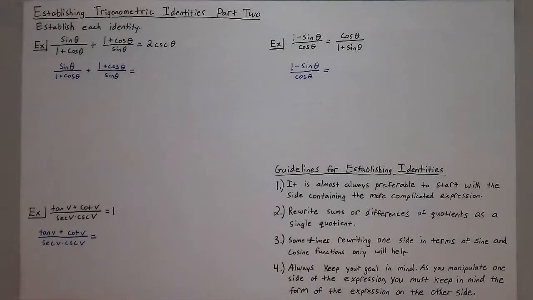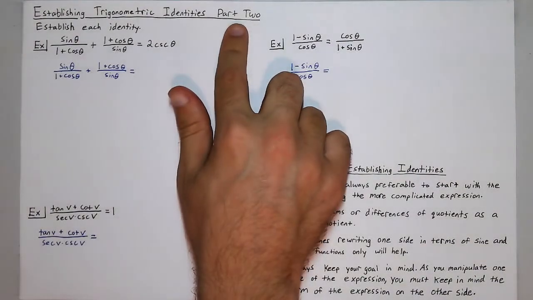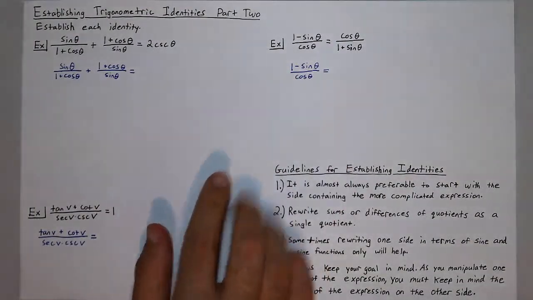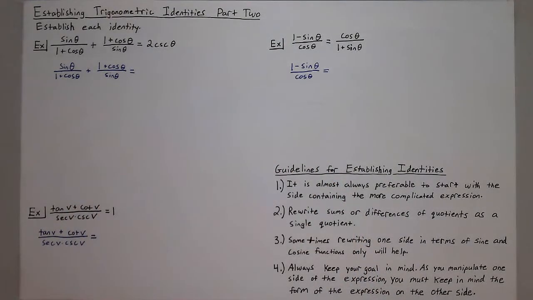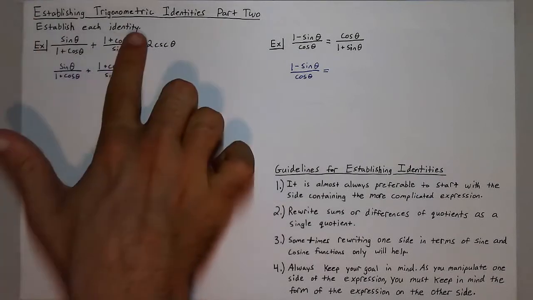In this video, we are going to learn how to establish trigonometric identities. Now, this is part 2 of a 2-part video lesson, so if you haven't watched part 1 yet, please go back and watch part 1 before you watch part 2. Now, we're going to continue to establish these identities.